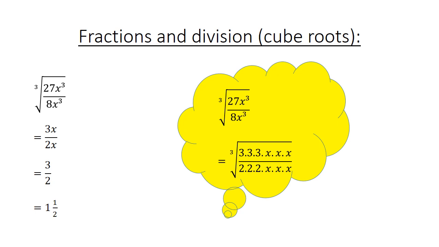Fraction and division, cube roots. The cube root of 27x to the power of 3 over 8x to the power of 3 equals 3x over 2x, which is equal to just 3 over 2. And it's also equal to 1 and a half. 27x to the power of 3 means it's 3 times 3 times 3, x times x times x, and 2 times 2 times 2, x times x times x is equal to 8x to the power of 3.